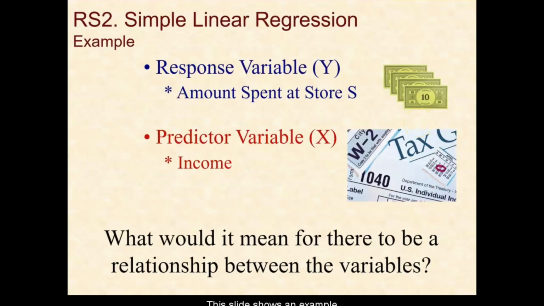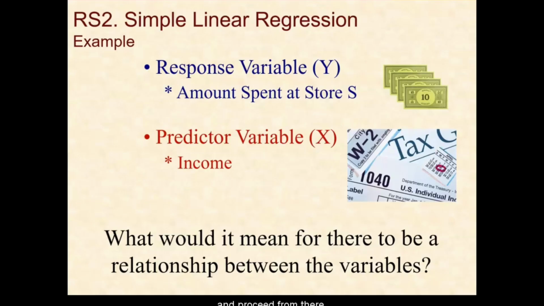This slide shows an example suitable for simple linear regression. We have 2 variables, both of which are interval-level variables. The response variable is the amount spent by a family at our store, and the predictor variable is family income. We are interested in whether there is evidence of a relationship between these variables, leading us to ask, what would it mean for there to be a relationship between the 2 variables? From the answer, we will identify a test statistic that is sensitive to whether or not there is such a relationship, and proceed from there.